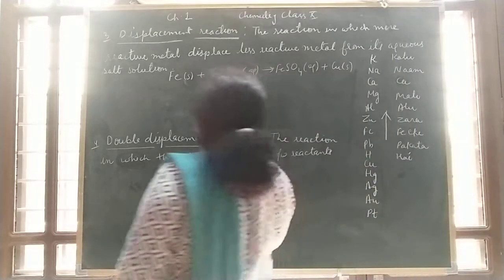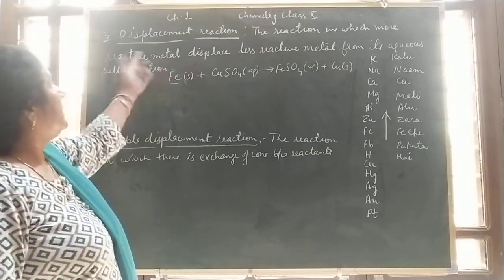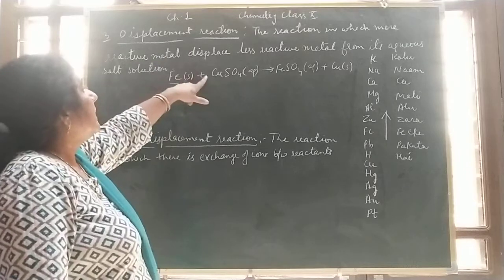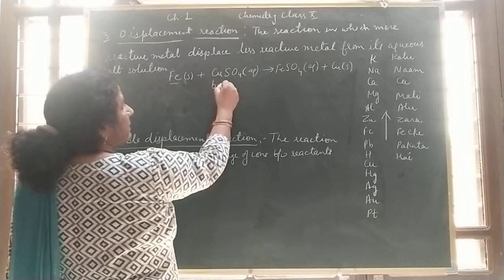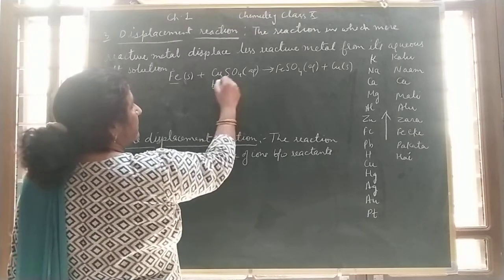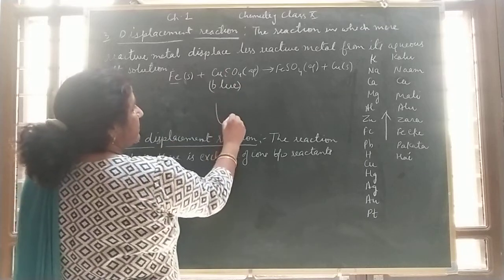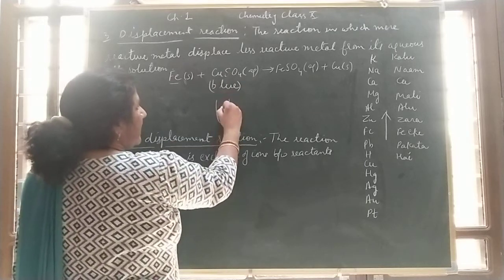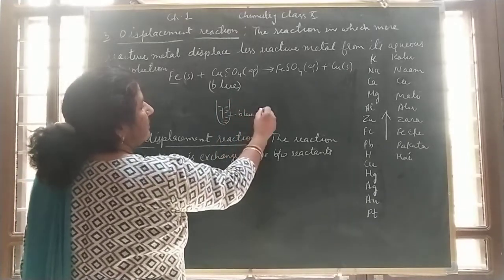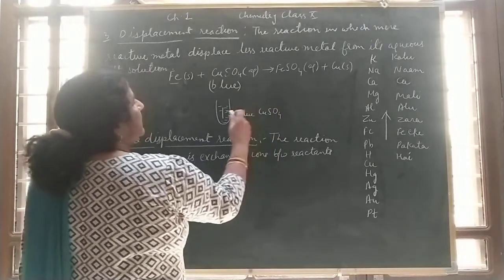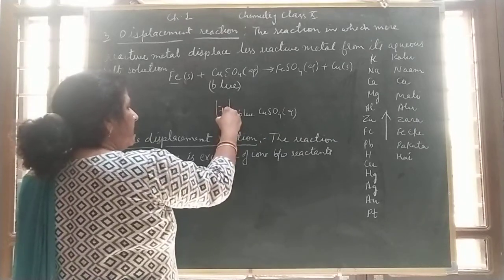Look here, I have taken iron, slightly green color, in solid form. Copper sulfate, this is a blue colored salt. What is the color of the salt? Blue color salt. I have taken this blue color salt in a test tube and dipped an iron nail in it. This is copper sulfate, blue copper sulfate, salt solution, aqueous, and this is the iron nail dipped in it.